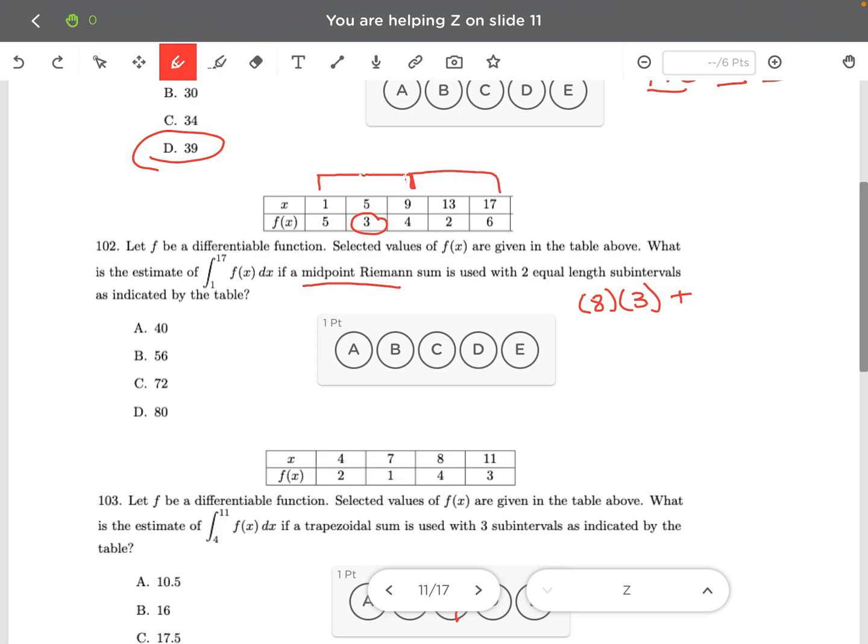And then same thing here. From 9 to 17, the width is 8, but the y value is 2. So notice you actually only use 2 rectangles for a midpoint. So this is 24 plus 16, which gives me 40.